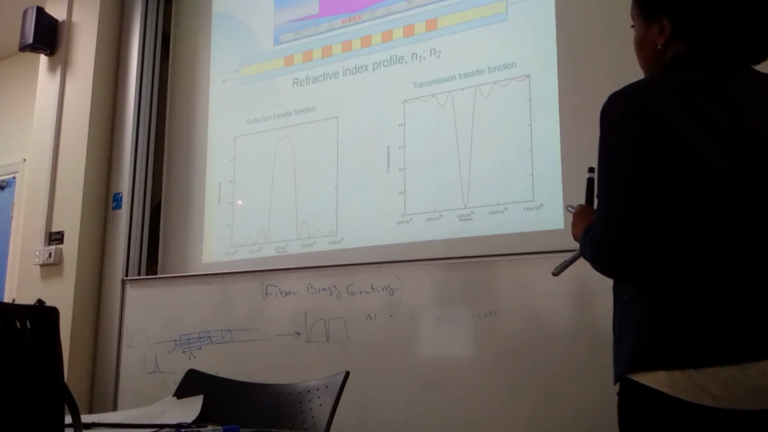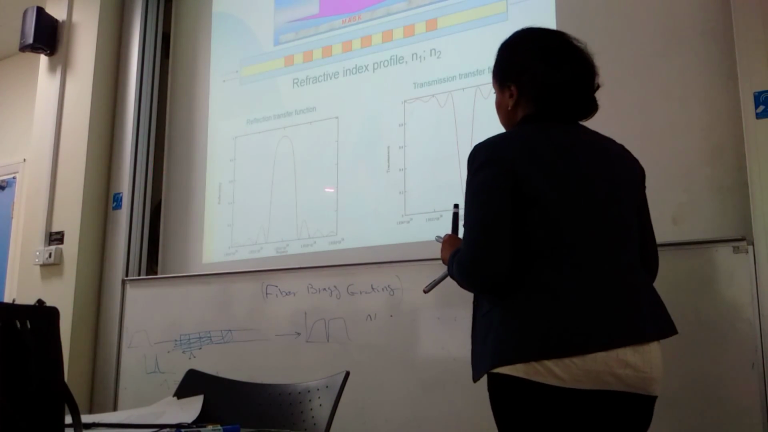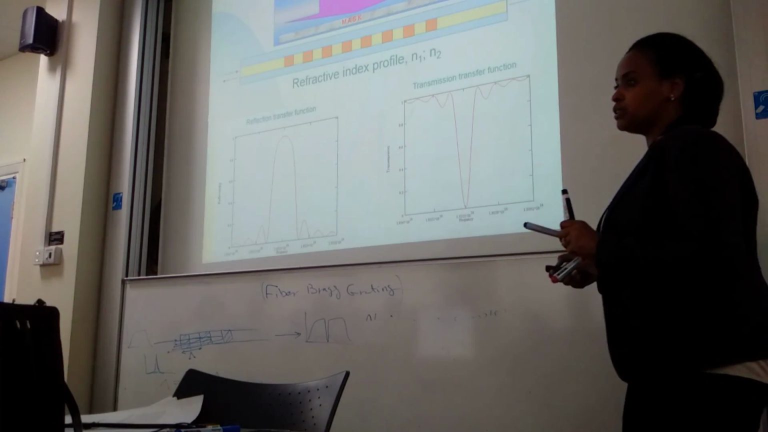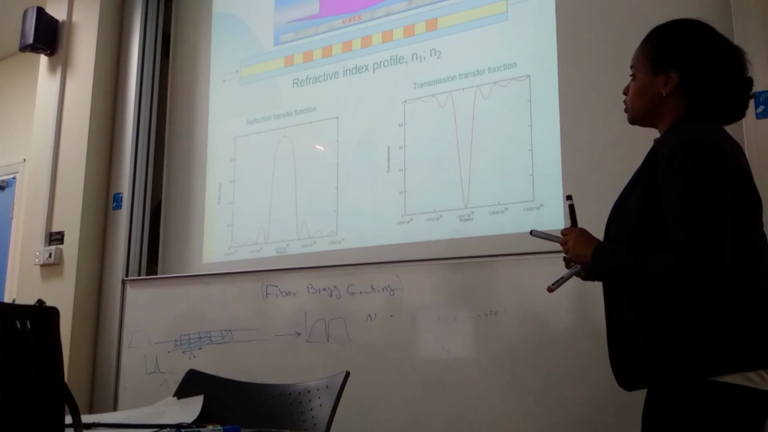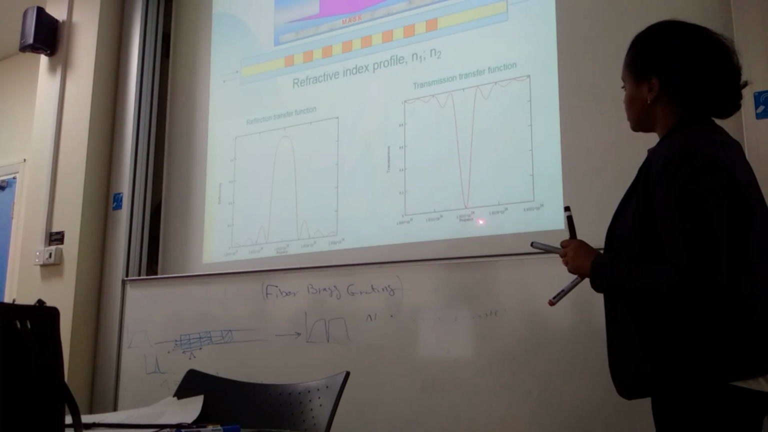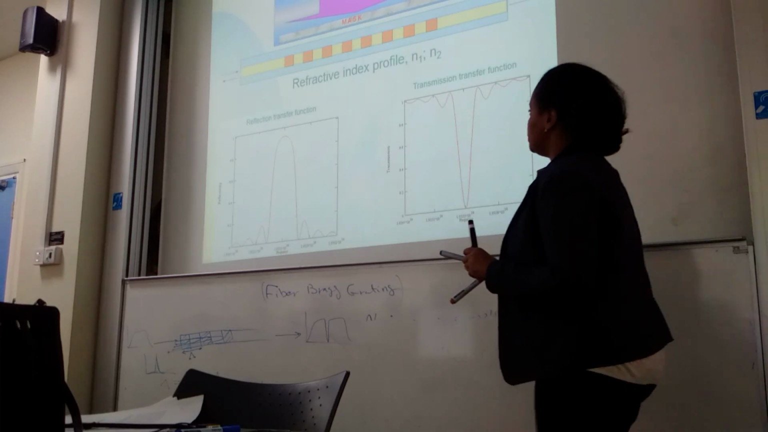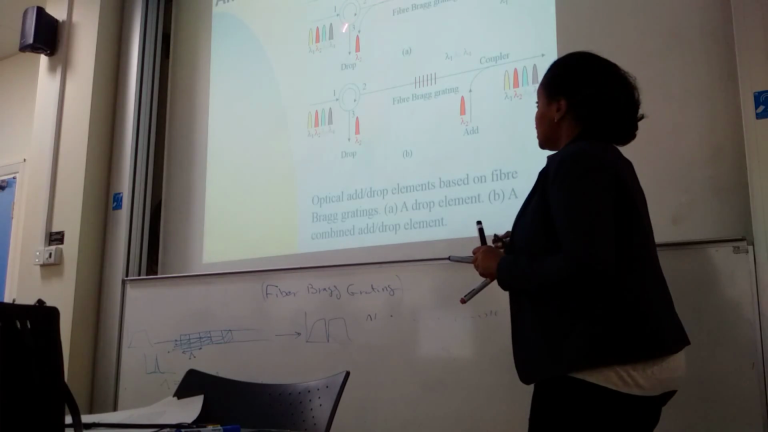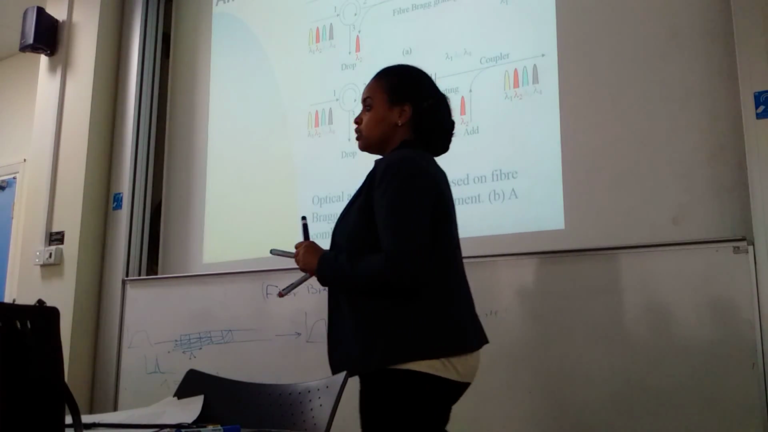So this is the reflectivity, and this is the transmission transfer function. So obviously they are the opposite to each other. This is what is reflected, and this is what is transmitted, as we have seen here, except the wavelength we are interested in. This is how they are used, or why they are used.